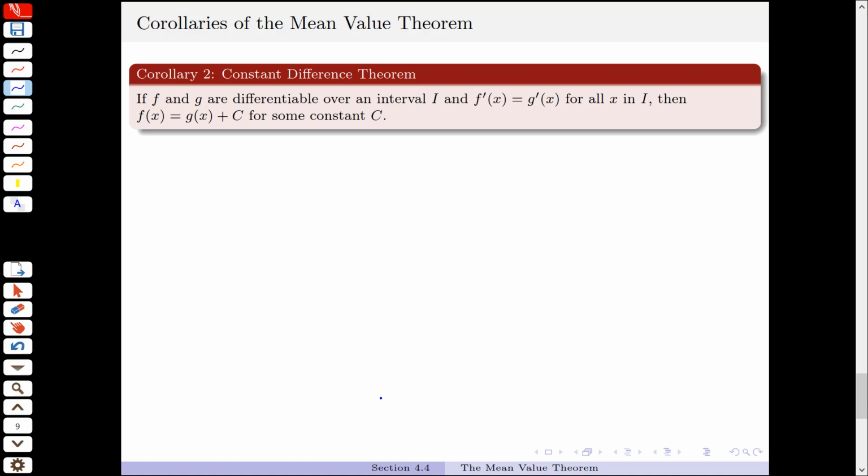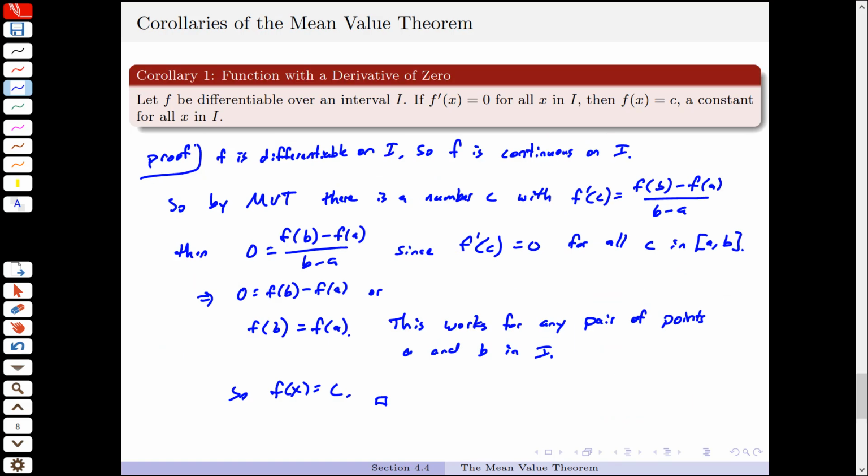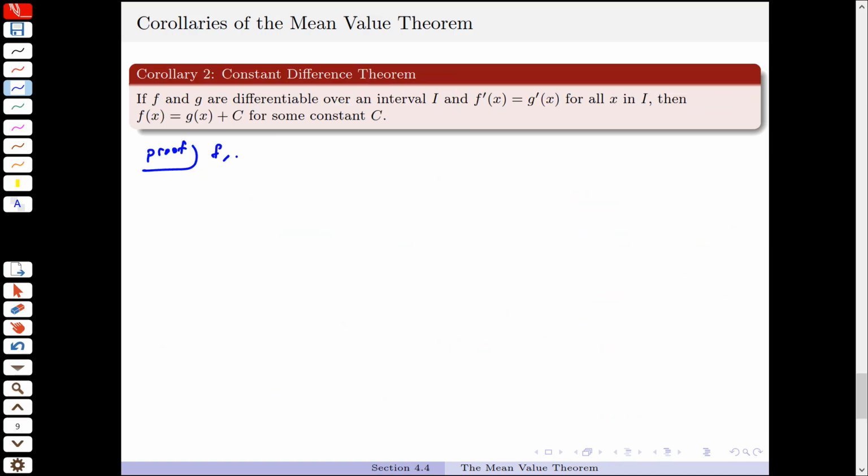Let's see if we can prove this, like we did the first corollary. It's a corollary to the mean value theorem, so let's apply the mean value theorem. Just like the last one, if it's differentiable, then it's also continuous. Here's what I'm going to do, though: work with one function instead of two. f and g are two different functions, and we don't have two functions in the mean value theorem, there's just one. So I'm going to create a new, third function called h.